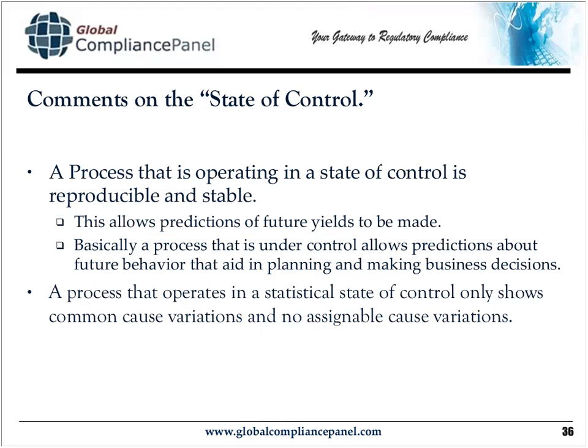The state of control. Now, a process that is operating in a state of control, it's reproducible and stable. And this is the whole thing. You want to get to this state of control in your manufacturing process. Because if you have this, then you can predict future yields. Then you can make all kinds of predictions about future behavior.